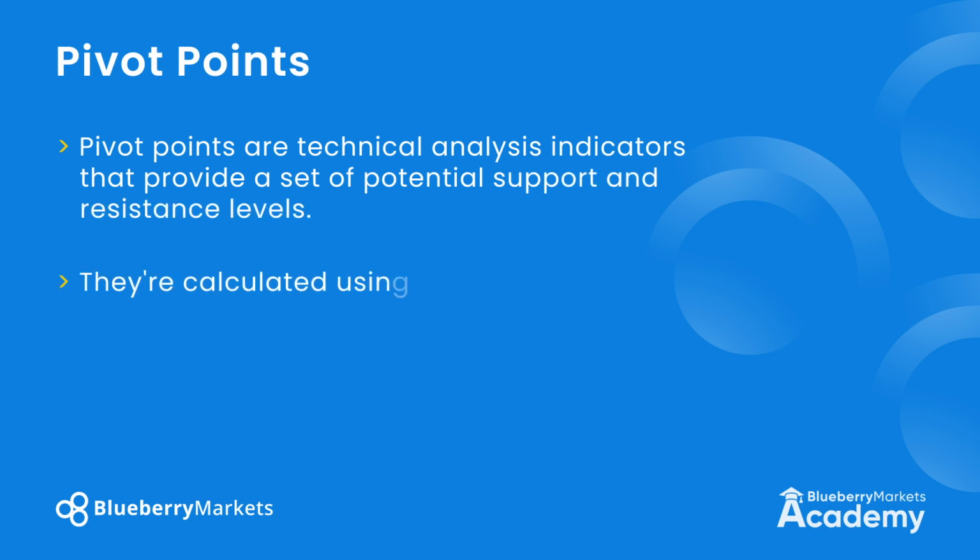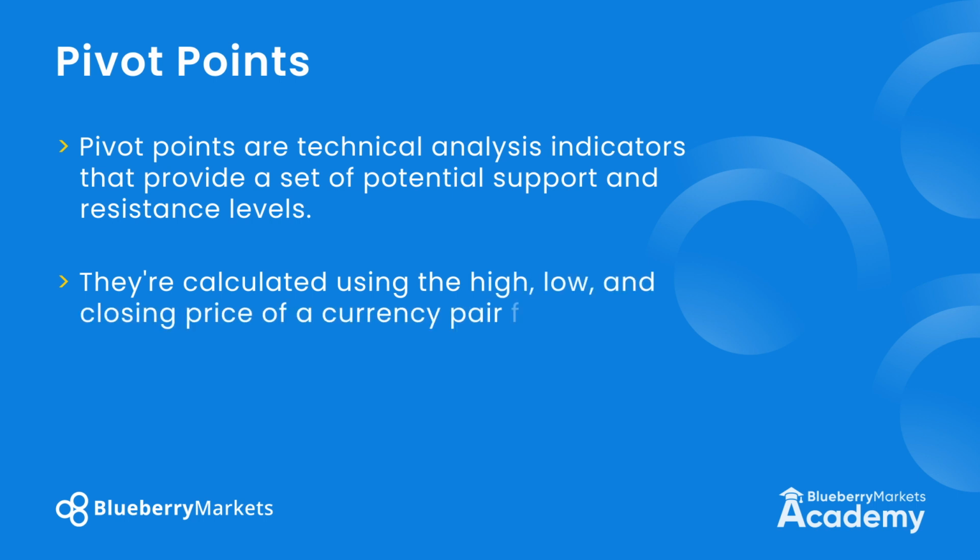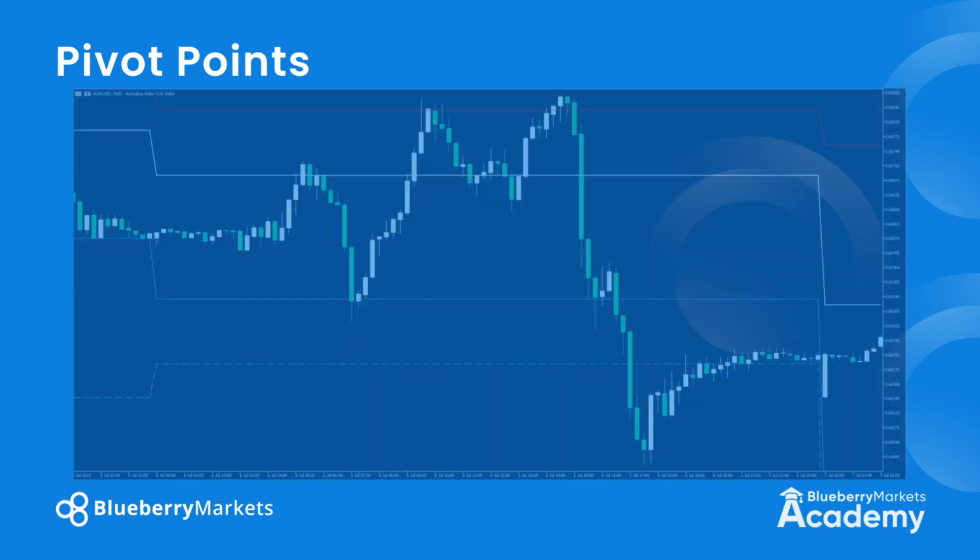They're calculated using the high, the low, and the closing price of a currency pair from the previous trading period. The standard pivot point is calculated as an average of the high, low, and closing prices from the previous day, and around this pivot point we calculate several resistance and support levels which can provide potential entry and exit points. So let's go and have a look at an example of that.